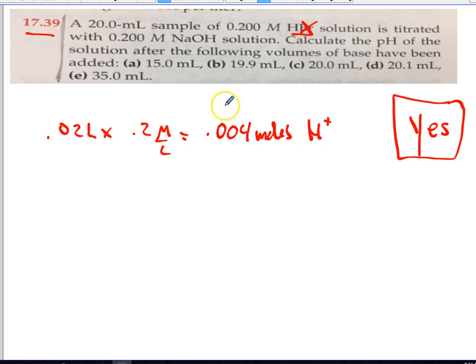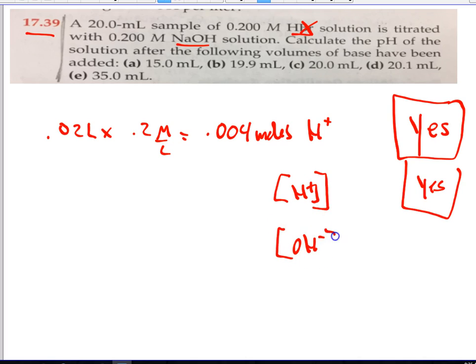0.004 moles of H plus. In A, we add NaOH. Is that a strong base? Yes. So does any of this have anything to do with a buffer? No. And it doesn't have anything to do with weak acids or bases. So really, all we have to do is find the excess H plus, or the excess OH minus, and then negative log it. That's all we're doing.